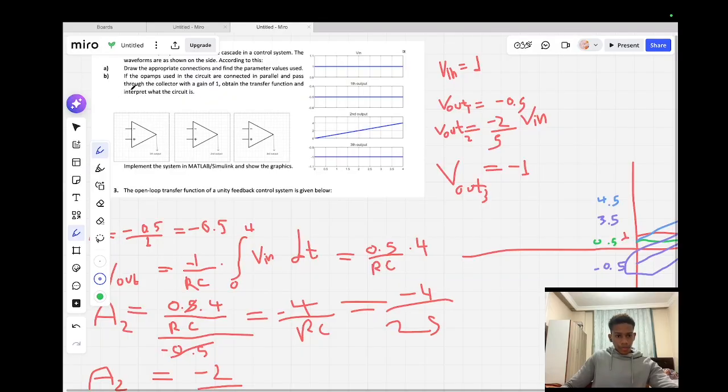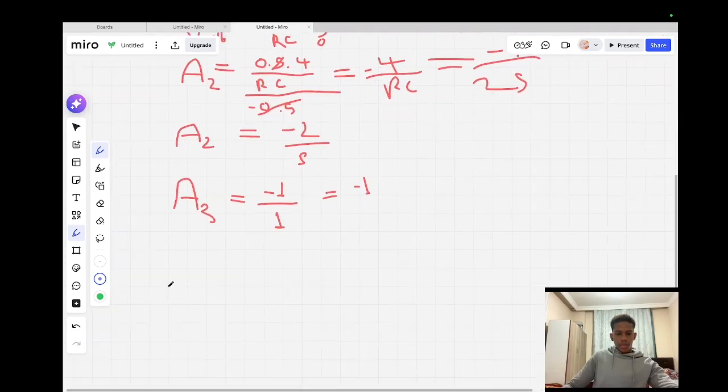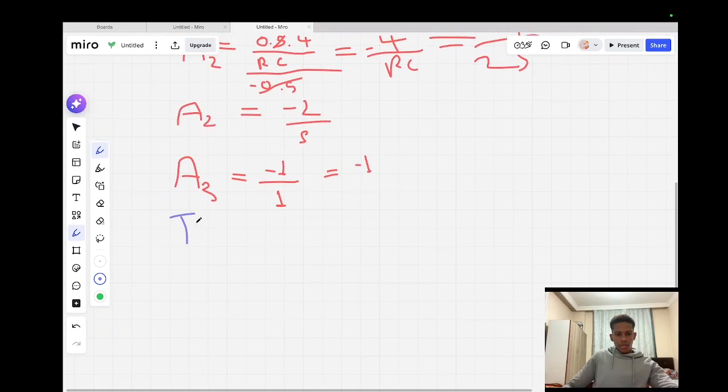In the second question, if the op-amps used in the circuit are connected in parallel and pass through the collector with a gain of 1, obtain the transfer function of the circuit. Okay, the transfer function T of s total is equal to A1 plus A2 plus A3.